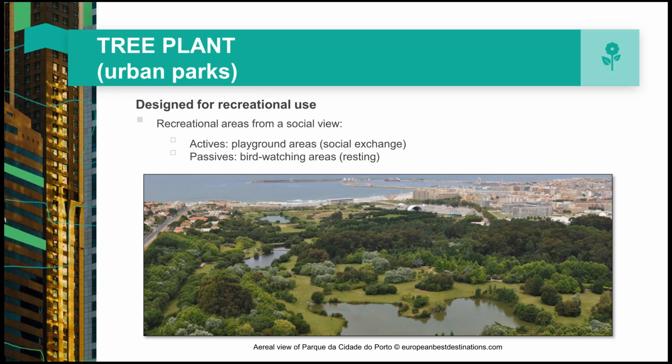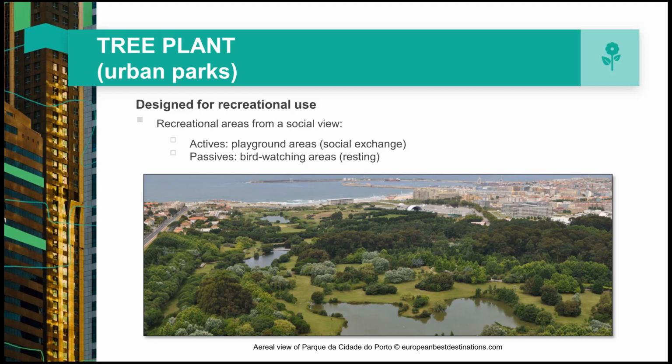From a social point of view, parks can be divided into active recreational areas, such as playground areas designed for social exchange, and passive recreational areas, more related to rest, such as bird watching areas. The development of green recreational areas plays a key role in policies related to health, nature conservation, and spatial planning of cities.